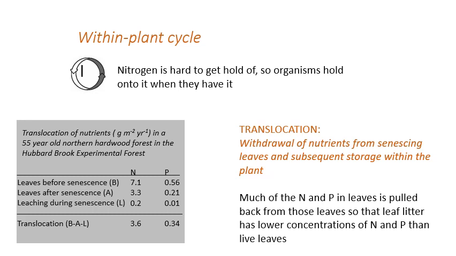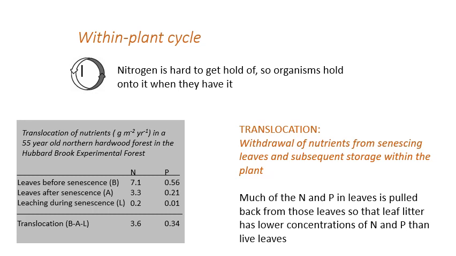So have a look at this table. It's an example from a forest in North America. Before senescence, each leaf had about 7.1 grams of nitrogen per meter squared. After senescence, each leaf had about 3.3 grams of nitrogen per meter squared. And then there was some leaching of the nitrogen from the leaves during senescence.